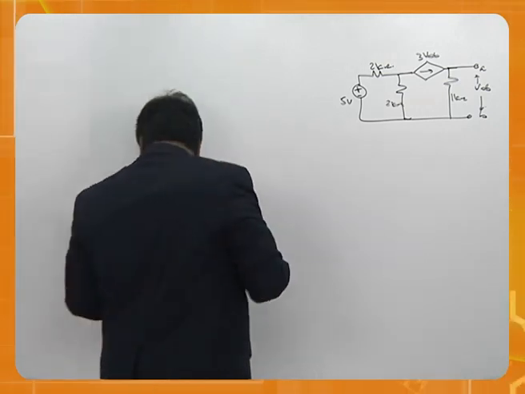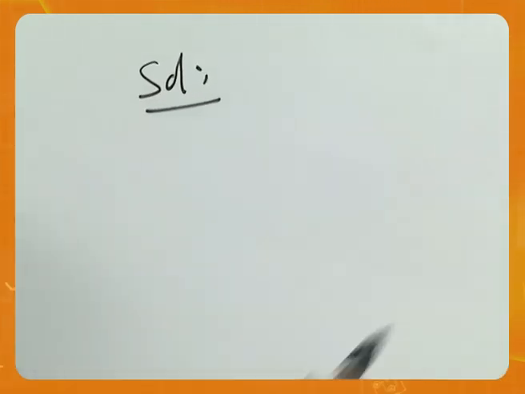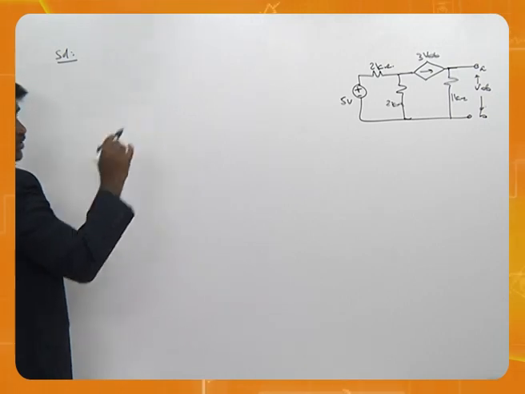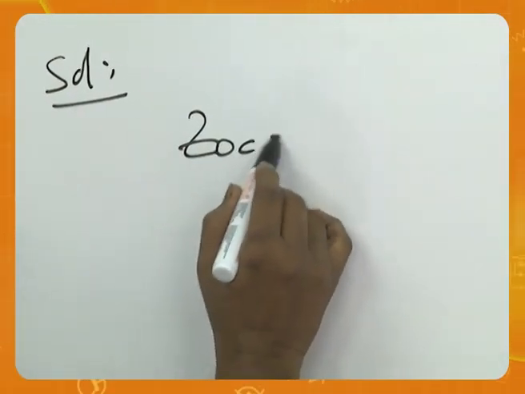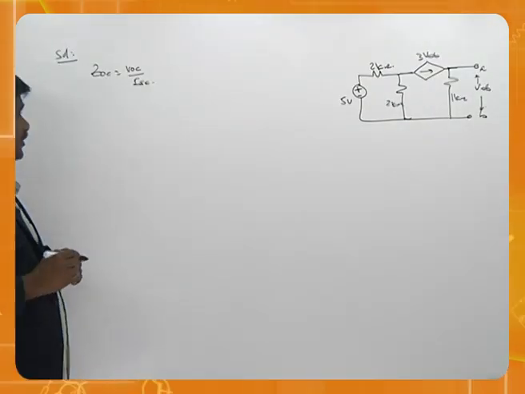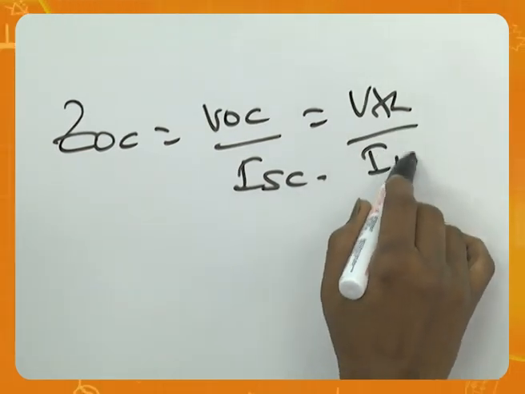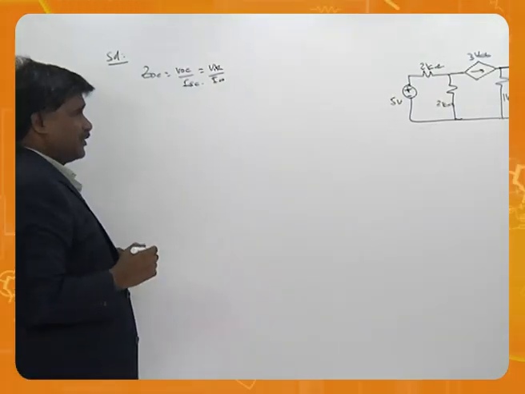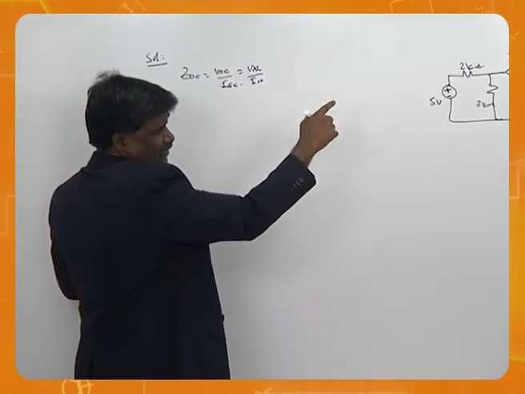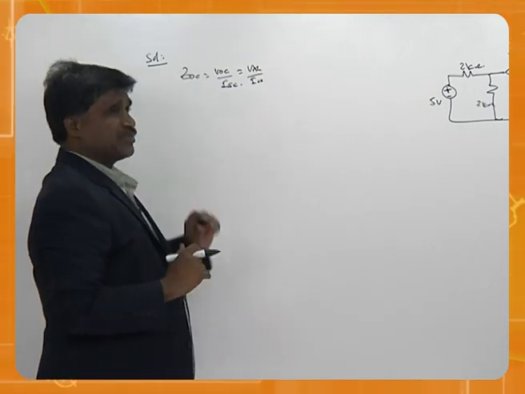Now I am going to the solution for that problem. The first thing, as I told you, whenever there is a dependent source, what is ZOC? VOC by ISC. In other words, V Thevenin's by I Norton's. But sometimes by short circuiting, if that gets lost, you will be very happy. But anyway, follow the standard procedure.